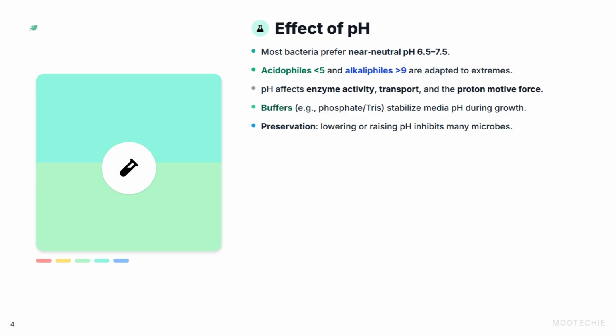pH affects enzyme activity, transport, and the proton motive force. Enzymes have optimal pH ranges, and the proton gradient across the membrane, which drives energy production, is highly sensitive to acidity or alkalinity. Buffers such as phosphate or tris are often added to growth media to stabilize pH during bacterial growth. In preservation, lowering or raising pH inhibits many microbes. This is the principle behind pickling with vinegar or using lime in certain foods.